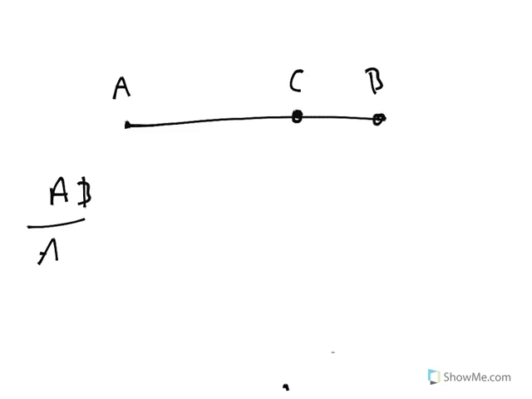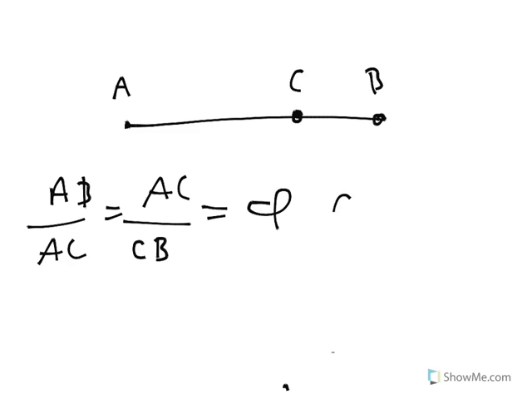There is something called the golden ratio. If I have a line segment here, and I can find a point so that the entire segment over the larger piece is equal to the larger piece over the smaller piece, then this ratio is equal to the golden ratio, or phi sometimes.